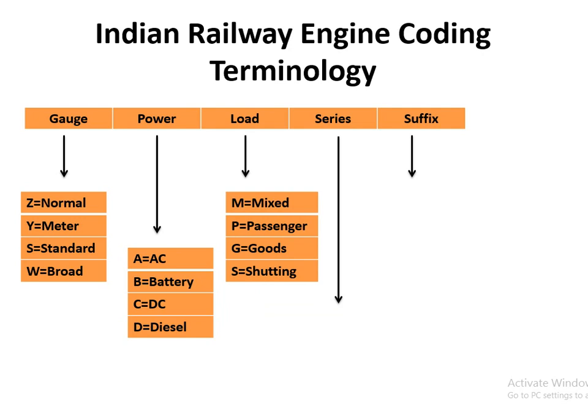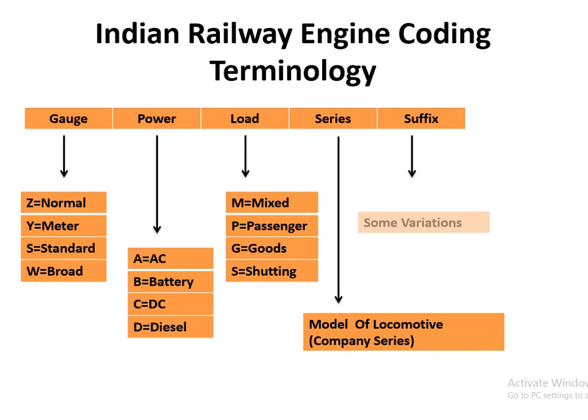Along with this, there is a multiple unit that is used to shift trains from one side to another. Now, the series is given by the company or the manufacturer. That is one of the important parts of this coding terminology: the series given by our manufacturer, such as BHEL as a manufacturer, and some suffixes are given for some variations.